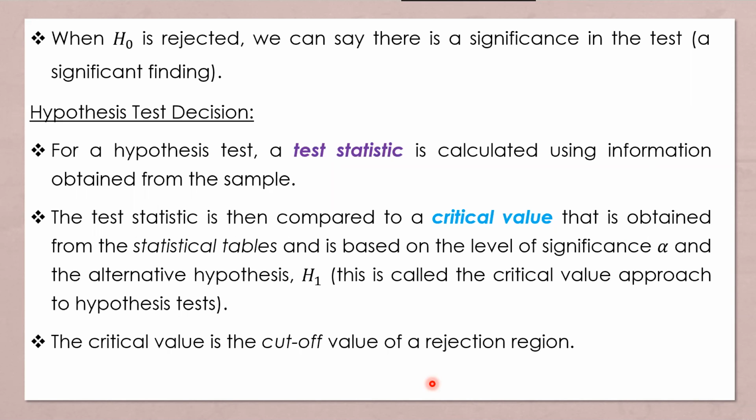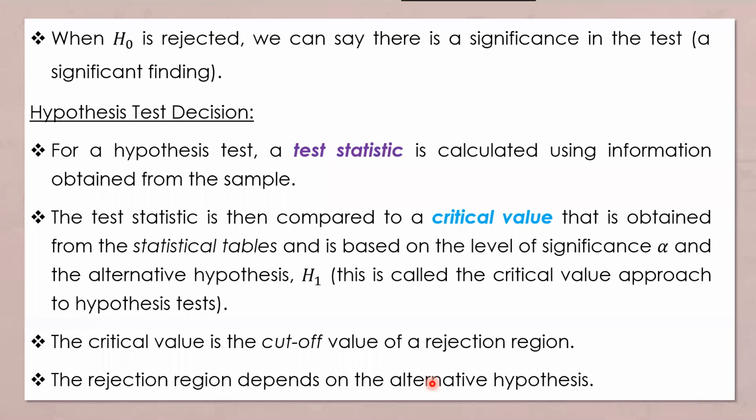So our rejection region is a set of values such that, based on the test statistic, the null hypothesis would be rejected. And that rejection region depends on the alternative hypothesis. So this is just summarizing the test procedure and how the decision for this hypothesis test comes about.